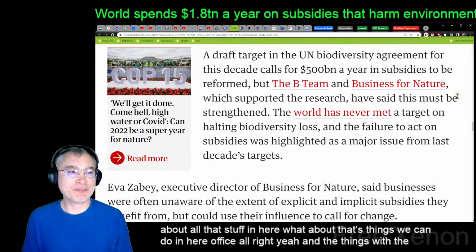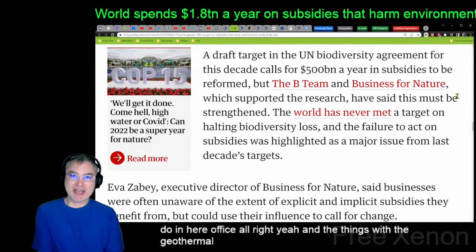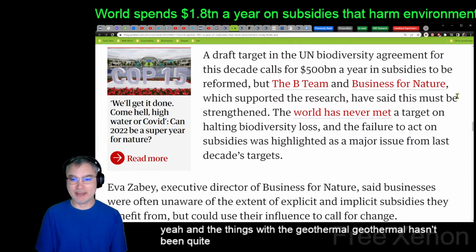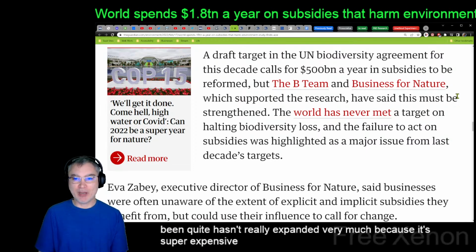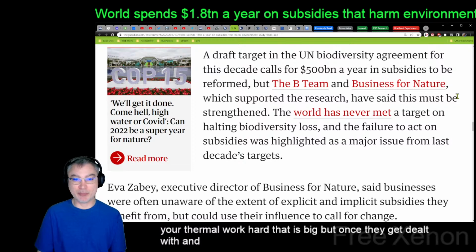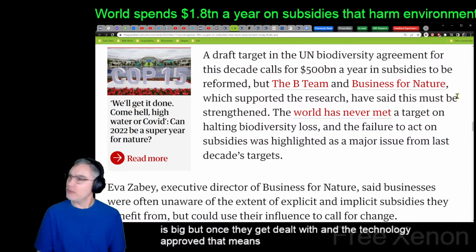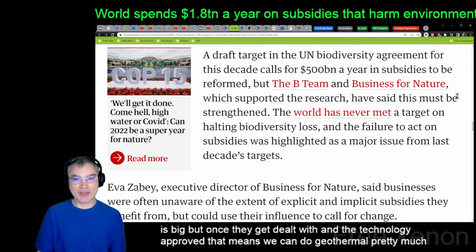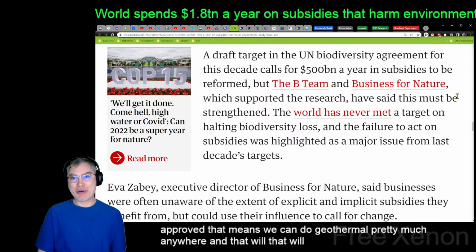Yeah, and the thing with geothermal is it hasn't really expanded very much because it's super expensive to drill the hole and to see if we can get to an area where geothermal will work. Part of that is they're limited to the depth they can dig, but once they get ultra deep geothermal dealt with and the technology improved, that means we can do geothermal pretty much anywhere, and that will radically open how well we can do sustainable energy.